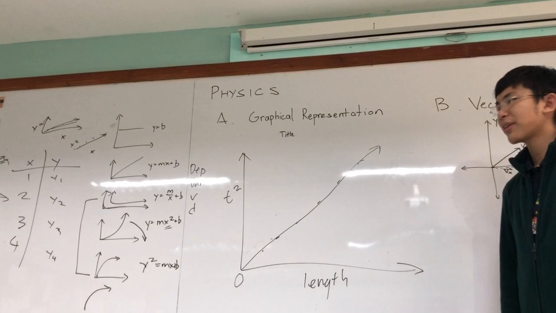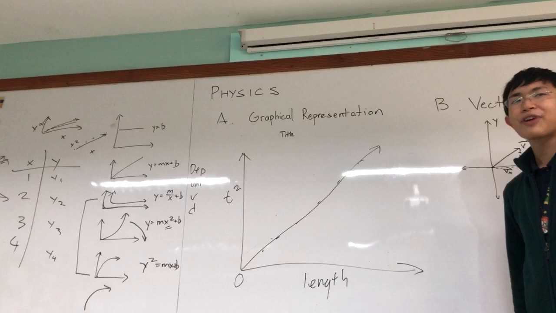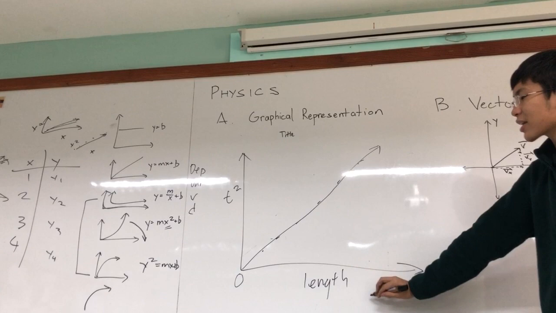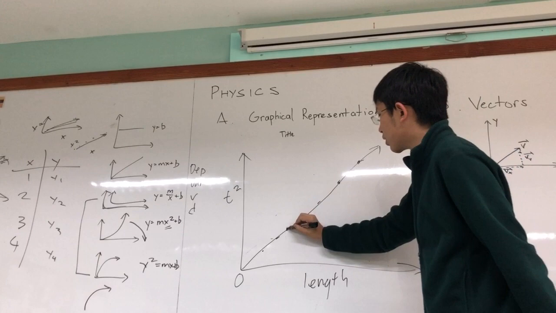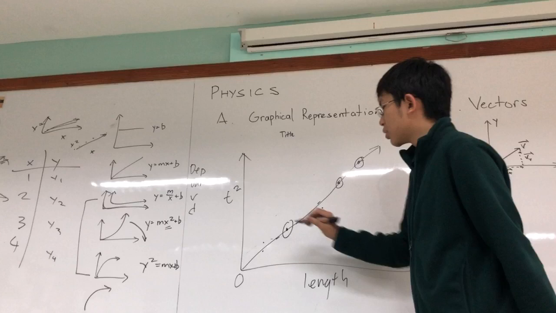Actually, for me, this is the harder part. At least vectors and kinematics have formulas. For this, we have our length and we have our time. We have our line of best fit, and you have the data points which are on the line. Not all of them are on the line, let's say some of them are like that and like that. But most of them are on the line.